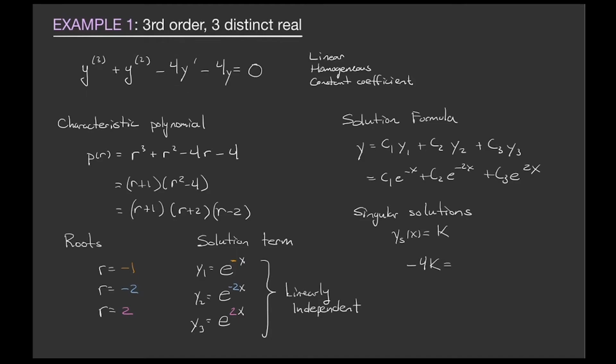So we just get -4y, or in this case, -4k. And that shows that k must be equal. And now notice you can actually recover that from this solution formula. The reason you can recover it is because it's possible for C1, C2, C3 to all be equal to 0, and in that case, you just recover y is equal to 0. Let's look at another example.